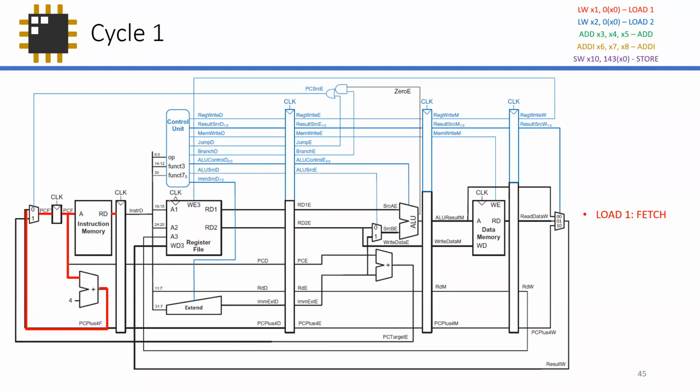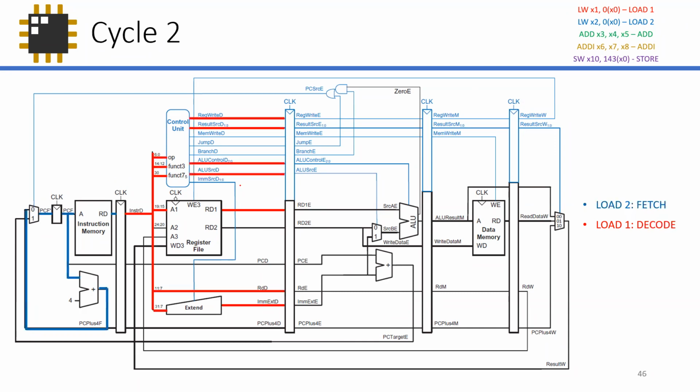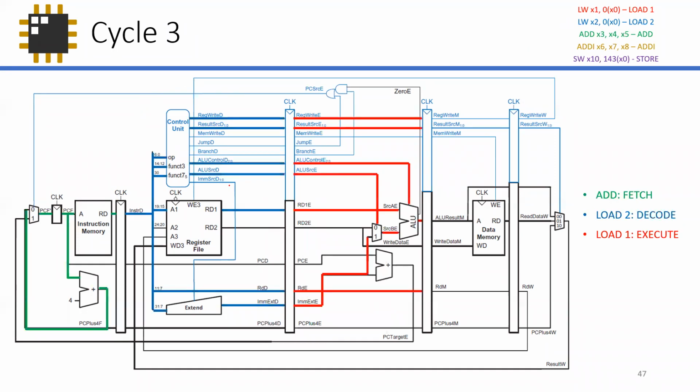Okay, so first instruction, fetch. We load word. It's the load 1 fetch. Not a problem. Second cycle. Load 1 moves into the decode stage, and then the second load is in the fetch stage, right? Third cycle, the load earlier is now in the execution stage. The load 2 earlier is in the decode stage, and then the new instruction add goes into the fetch stage.